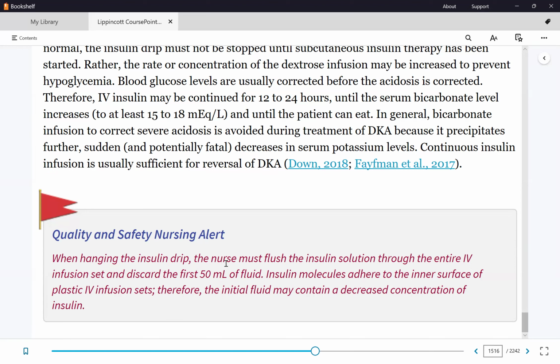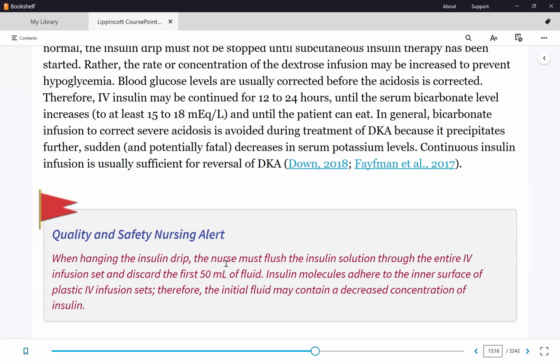So when you're priming, you saw me prime the bloodline earlier, right? With saline. So you're doing the same on an insulin bag. Instead of saline, you're priming a bag containing insulin. What does this say I do with the first 50 ml? I need to get rid of it. Why am I wasting it? Let's say it's a 250 ml bag. Why am I wasting the first 50 ml?